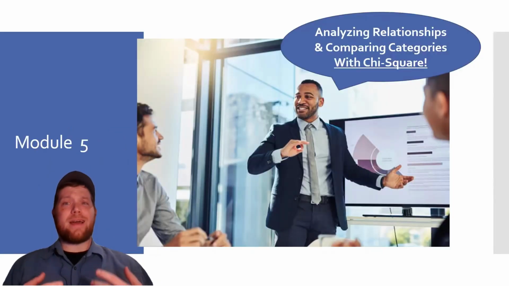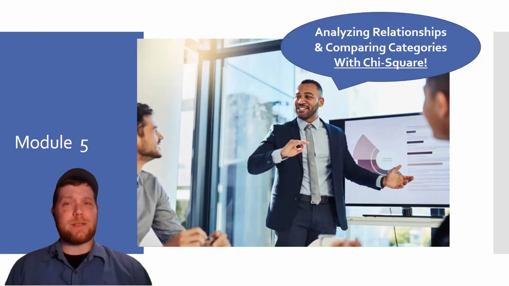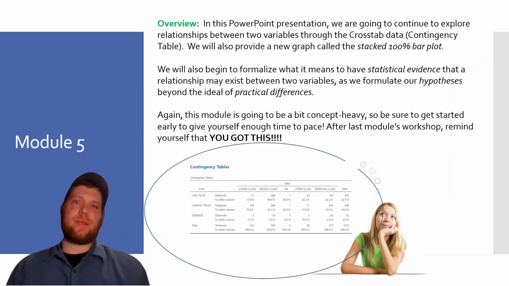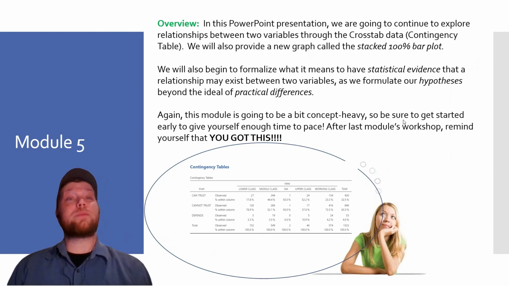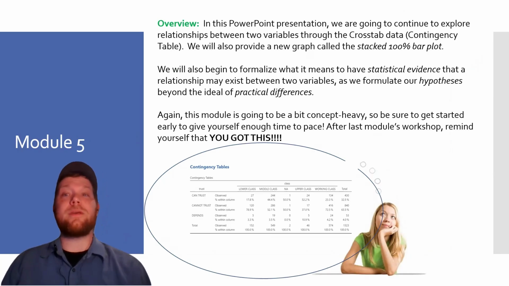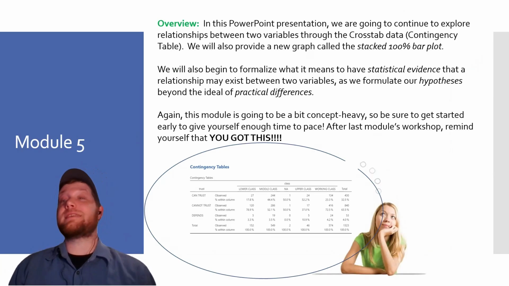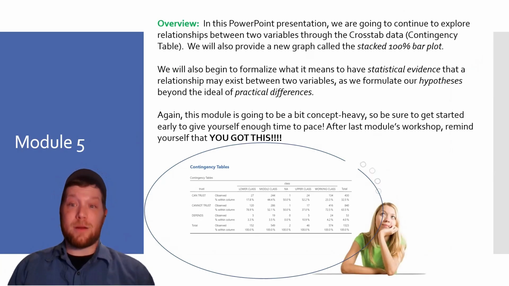We're going to start out by analyzing relationships and comparing categories with what we know as chi-square. Chi-square is a term we may not have heard before. Don't worry, that's where we're going to introduce this module. In this PowerPoint presentation, we're going to continue to explore relationships between two variables through the crosstab data or contingency tables that we've been talking about. We're also going to provide a new graph called the stacked 100% bar plot. We're also going to begin to formalize what it means to have statistical evidence that a relationship may exist between two variables as we formulate our hypotheses beyond the idea of practical differences.